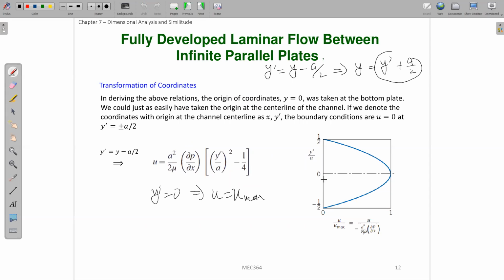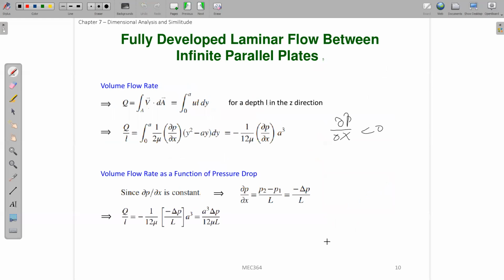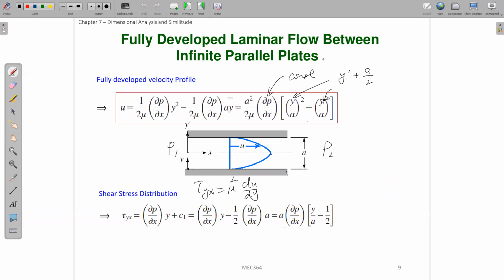Okay, and if you make this plot with the x coordinate as the non-dimensionalized velocity, you will again see a parabolic profile for the velocity distribution. You will see that the velocity has a maximum value at the center line. This is the result we obtained for the velocity profile.